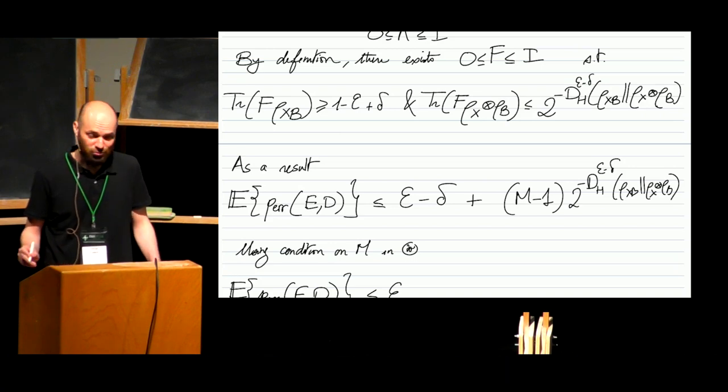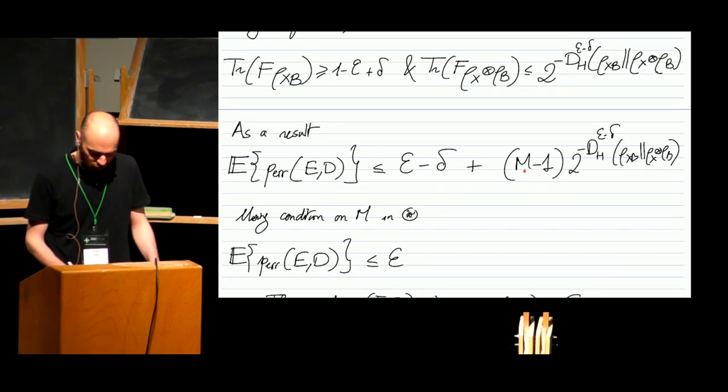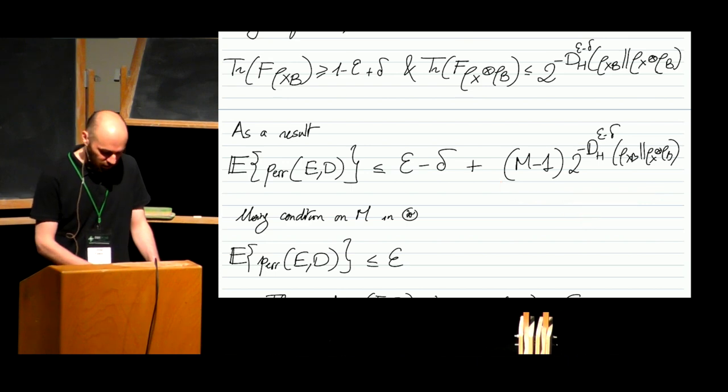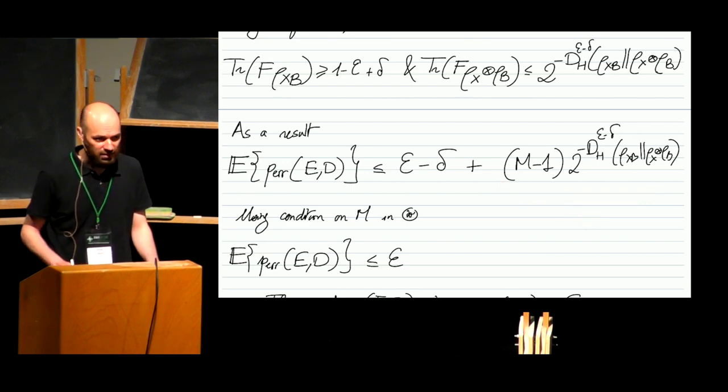And that's it. We're now done, because remember, I chose m so that m was smaller than roughly delta times this quantity. So globally, this thing is smaller than delta, and so the expectation of the error probability is less than epsilon.